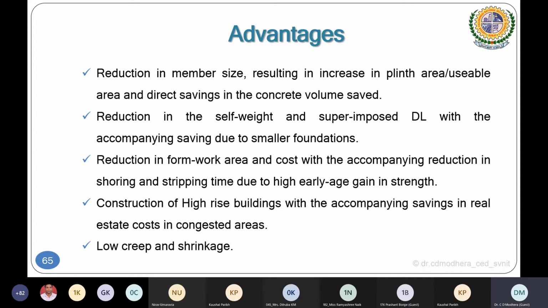The advantage is reduction in member size, resulting in increase in plinth area, usable area, and direct saving in concrete volume. So what happens, if high performance concrete is used, it means that it will have very ideal ingredients considered, and it will increase the strength. At the same time, it will also perform during any uncertainty induced.